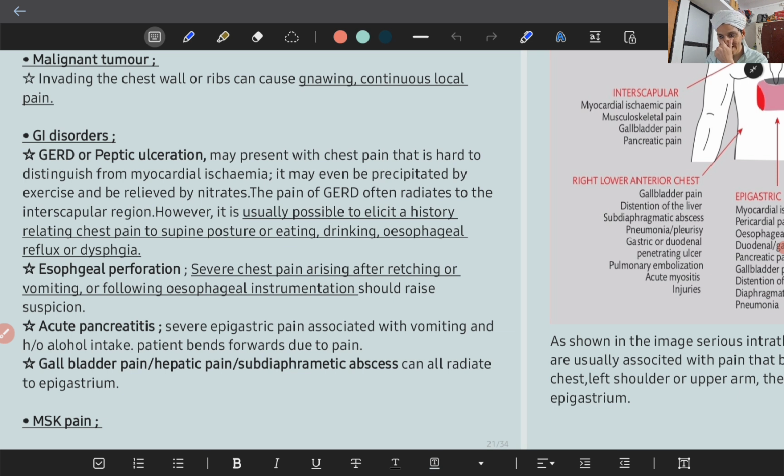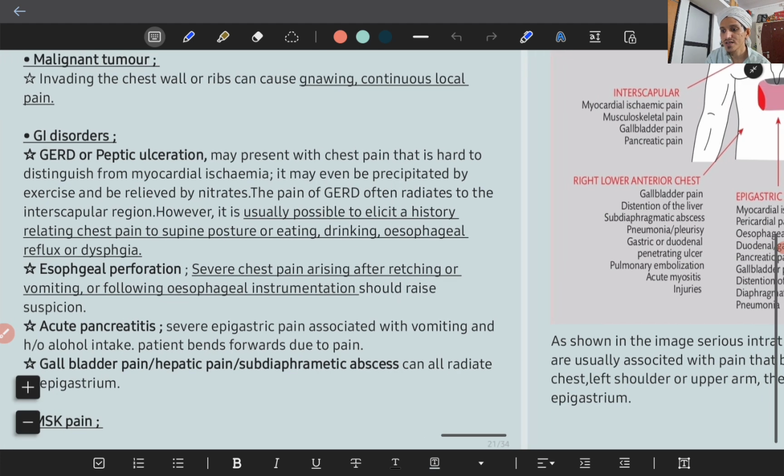Now these are GI disorders. Coming to the GI disorders. So GERD, gastroesophageal reflux disease or peptic ulceration, may present with chest pain that is hard to distinguish from myocardial ischemia. It may even be precipitated by exercise and be relieved by nitrates. The pain of GERD often radiates through the interscapular region. However, it is usually possible to elicit a history relating chest pain to supine posture or eating, drinking, esophageal reflux or dysphagia. So this is the thing which will differentiate it from MI.